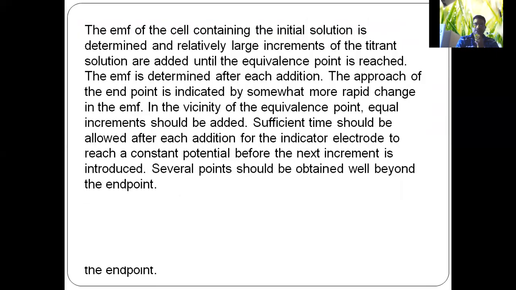Next, the EMF of the initial solution is determined, and relatively large increments of the titrant from the burette are added until the equivalence point is reached. The EMF is determined after each addition. Suppose, for example, we add 0.5 ml each time. When you keep adding the titrant, the approach of the endpoint is indicated by a more rapid change in the EMF value. A sudden jump occurs in the EMF value.